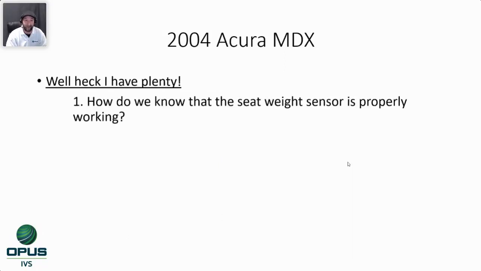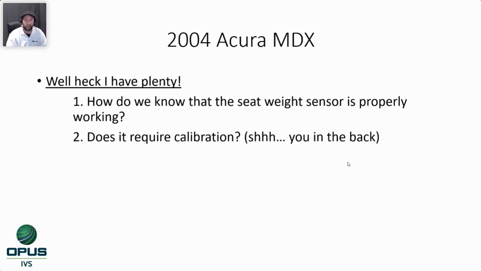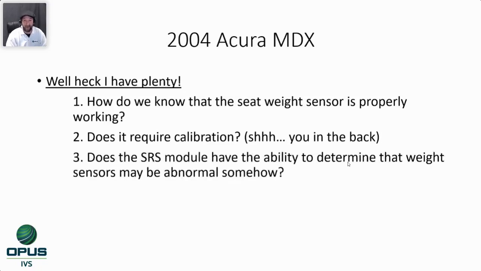Well, I had a lot. I had plenty of questions. How do we know that the seat weight sensor is actually properly working? How do we do that test? Does it require any calibration? Yep, that guy back there, he knows. Does the SRS module have the ability to determine that the weight sensors may be abnormal somehow? So what would it do for that rationality check?